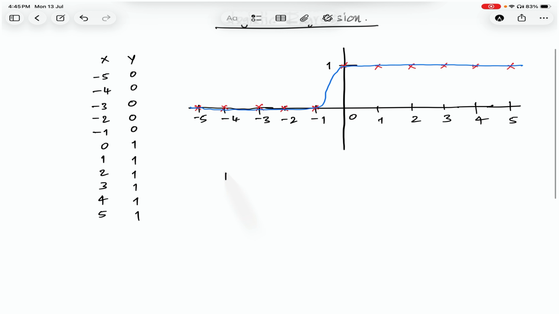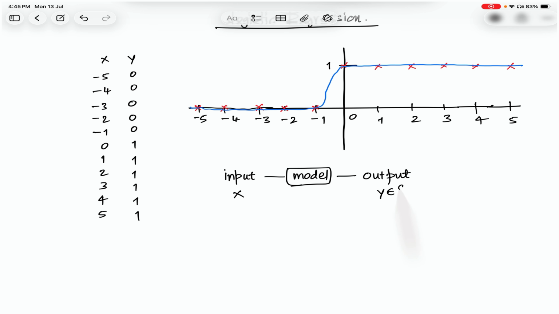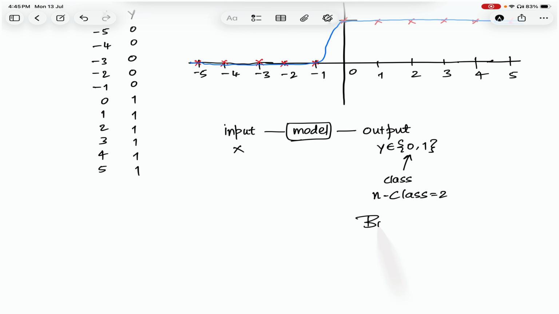So we are supposed to build a model such a way that input, model, output. Your input is X, which in this case is an integer, and the output is Y, which belongs to either 0 or 1. So each value in this set is called a class, and since we have number of classes as 2, this is called a binary classification problem.